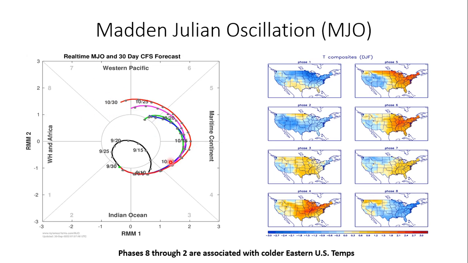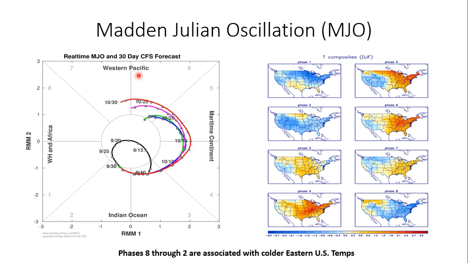But in general, you see a general motion starting out here just right on the inner circle border to phase 2. And you see how the amplitude generally increases as we go through the month of October, as the MJO is forecast to move into phase 4, phase 5, phase 6, and ultimately into phase 7.